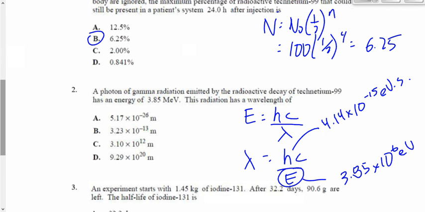Now, how many people converted that to joules? Anybody? Okay. If in doubt, use joules. Go joules or go home. We know that joules will work here. You just have to be consistent, but you're also allowed in this case to use the electron volts. Either way, you're going to get an answer of B, 3.23.